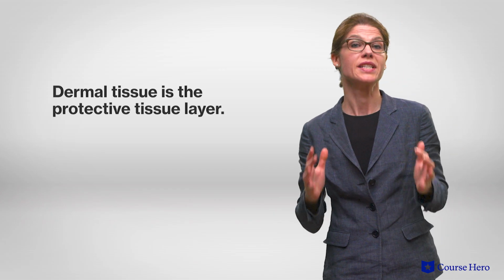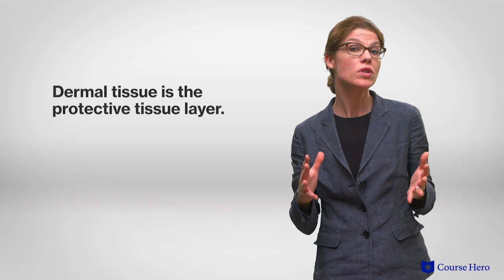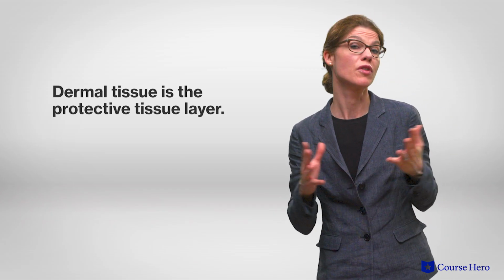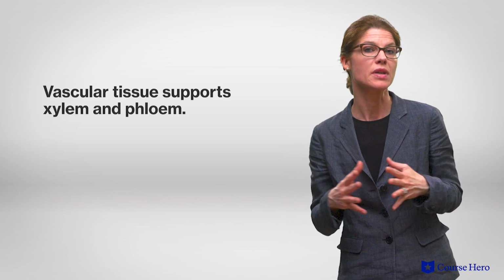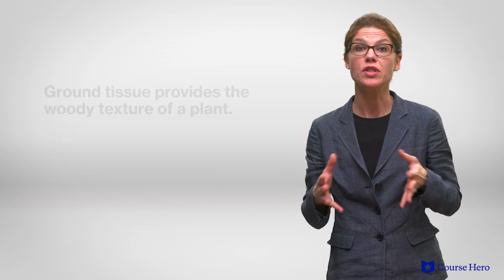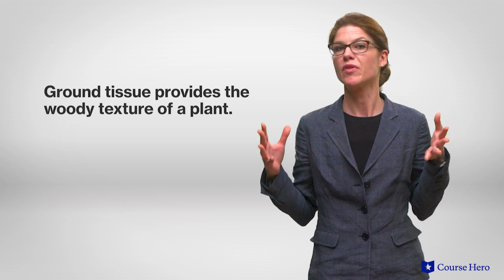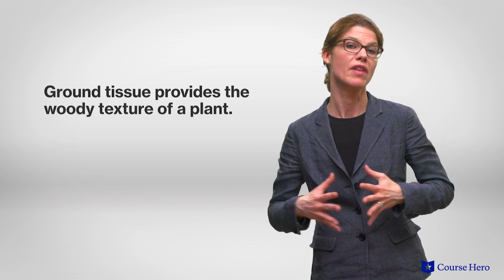Dermal tissue is a protective tissue layer that prevents water loss and protects plants from attack by bacteria, viruses, or other pathogens that might cause plant disease. Vascular tissue supports the xylem and phloem, and ground tissue is found in most of the plant and provides a woody or pithy texture of a plant.